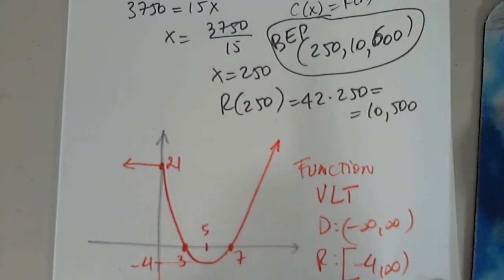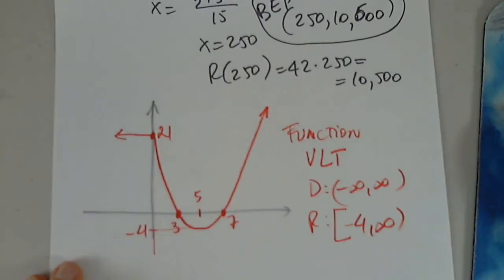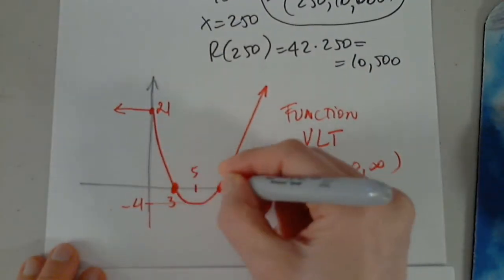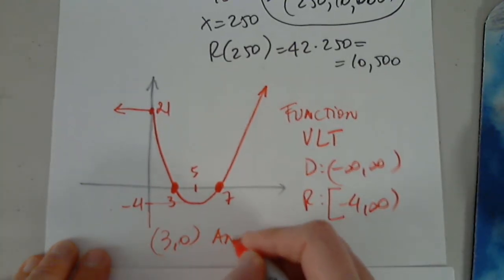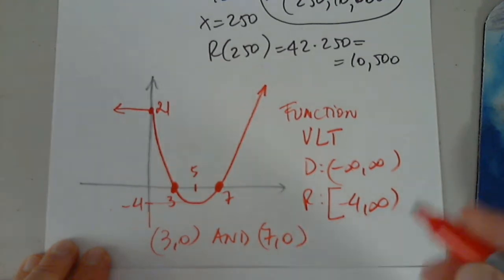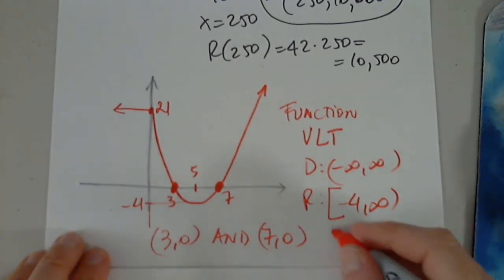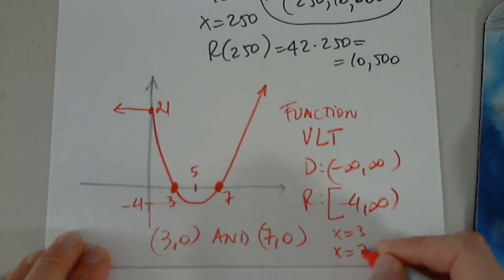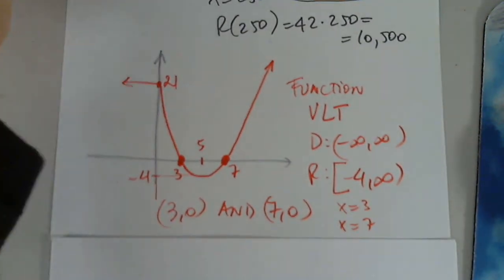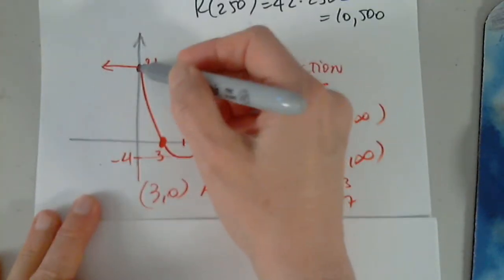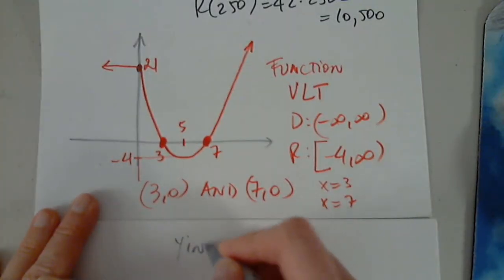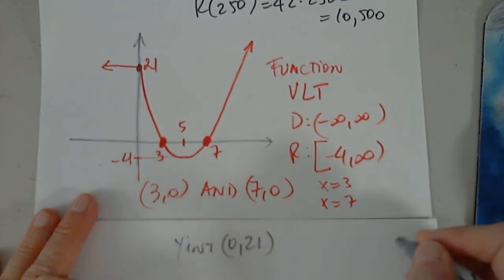Good. Then x-intercepts. So the x-intercepts right here: either (3, 0) and (7, 0), which I prefer in ordered pair, but you can also write x equals 3 and x equals 7. Then the next question is asking the y-intercept. So this is the y-intercept right here, up here. The y-intercept is (0, 21).